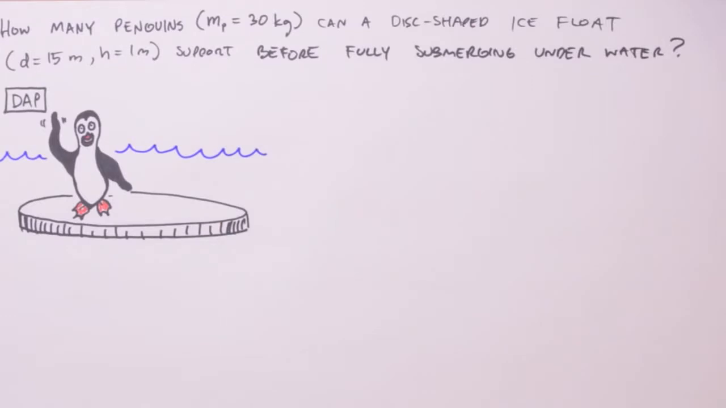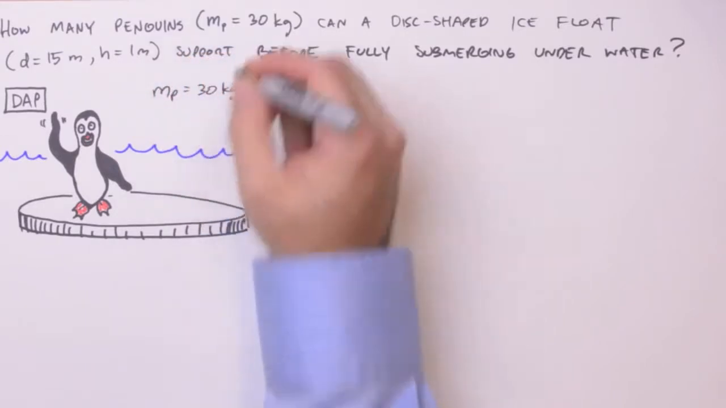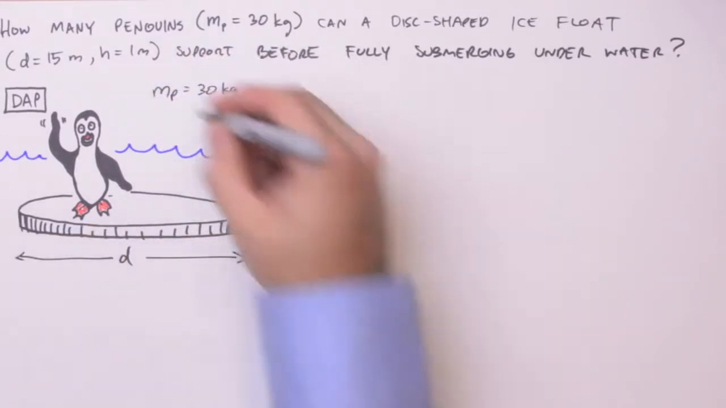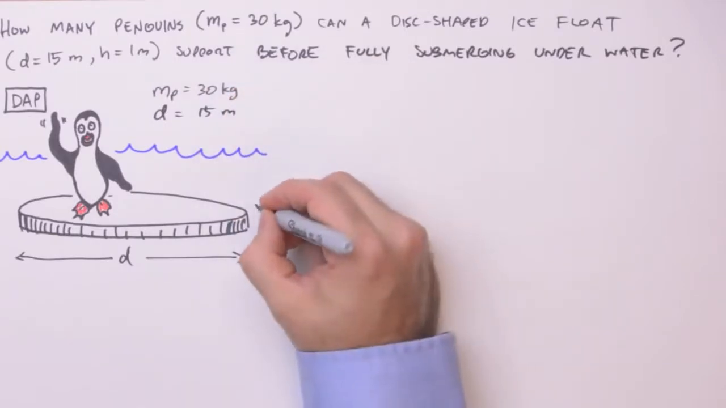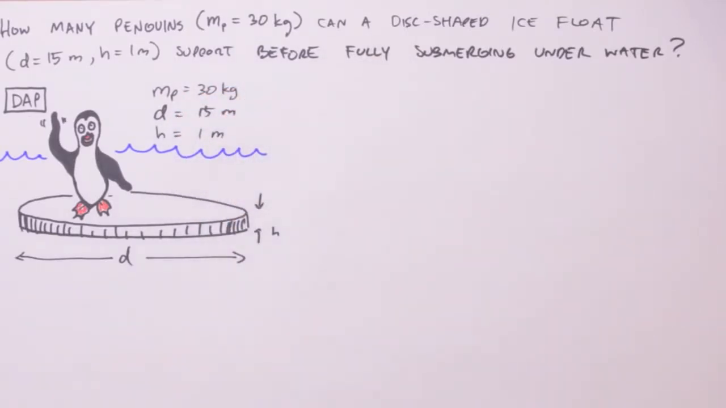Now, once we've drawn our picture, we need to identify and indicate our knowns and unknowns. I know that each penguin has a mass of 30 kilograms. I also know that the diameter of this float is 15 meters, and that the thickness of the float is 1 meter. Now, there are a couple of knowns here that are implied but not given outright, and those are the densities of seawater and ice, so I'm going to have to look those up.